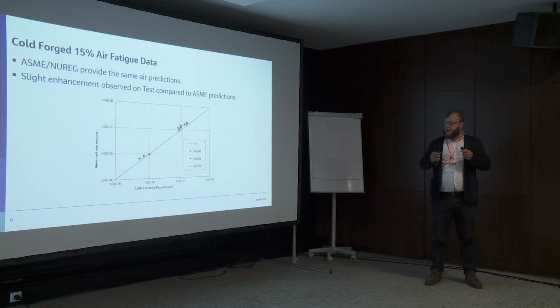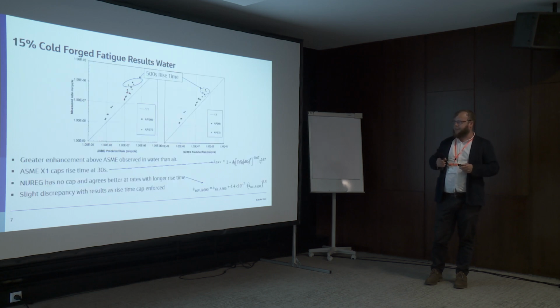What we're seeing is that the air predictions are quite good. This is on 15% cold forged material, so that there's a tiny bit of an enhancement, but the predictions are very good for both of these laws for this heat of alloy 600. When we then test in the environment, we can start to see the discrepancy between the two laws when this rise time cap is enforced. And the other thing we can see is that we've got a bit more enhancement over the predicted rates than we got with just air fatigue.